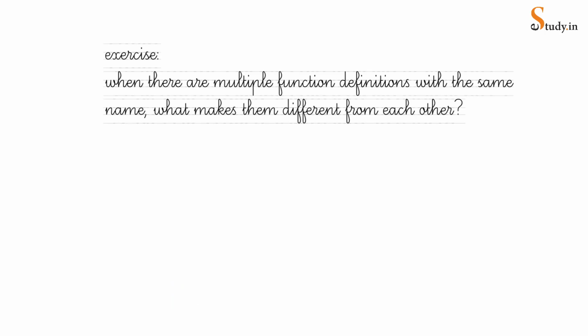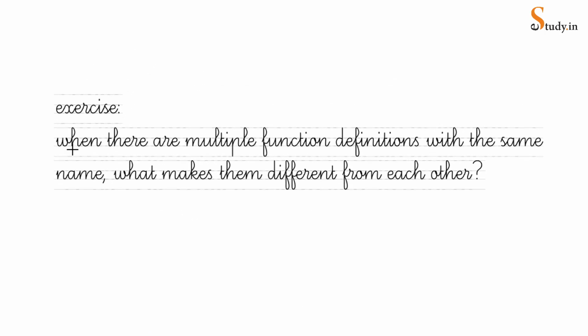Now there's an exercise here, small question. When there are multiple function definitions with the same name, what makes them different from each other? So the answer to this question would be, we can write that it is the function signature which makes them different from each other, or the number and the type of arguments which makes them different from each other.